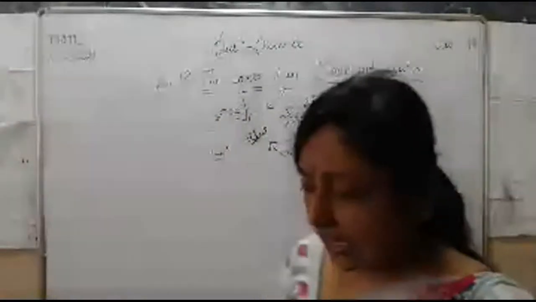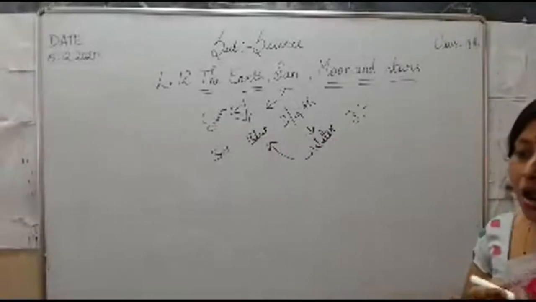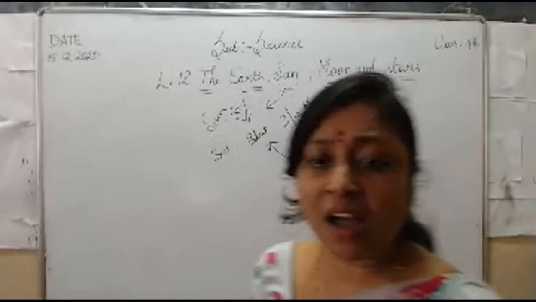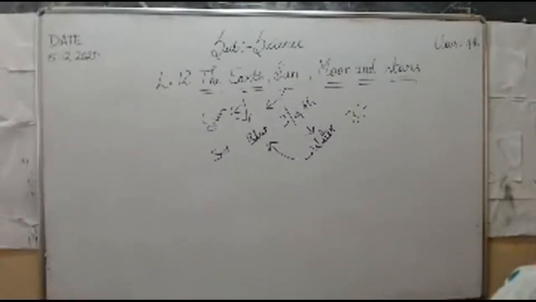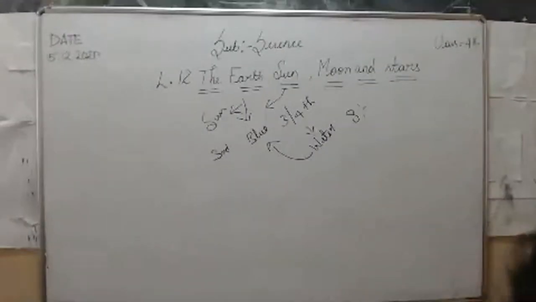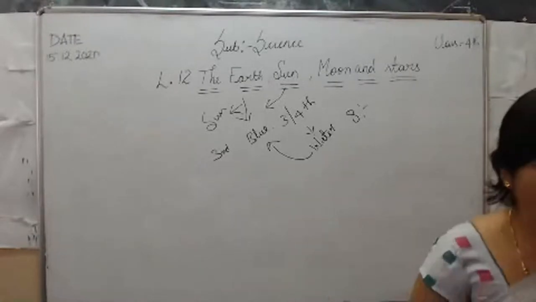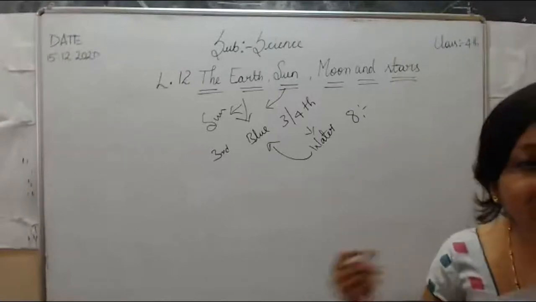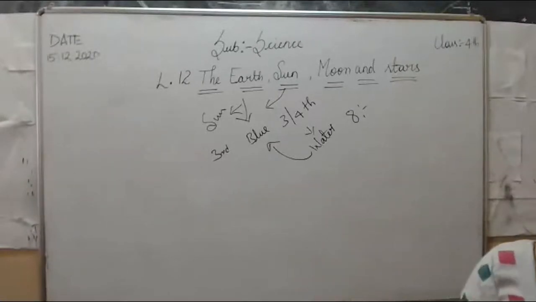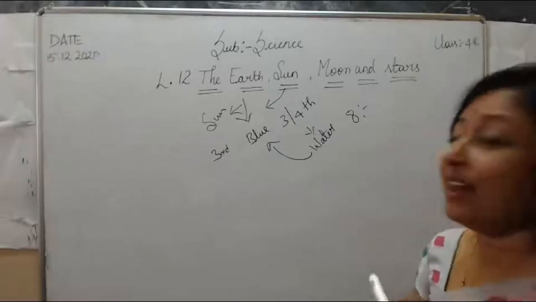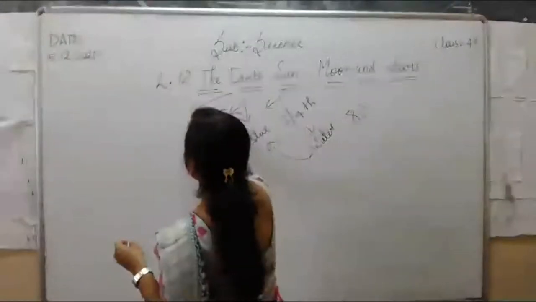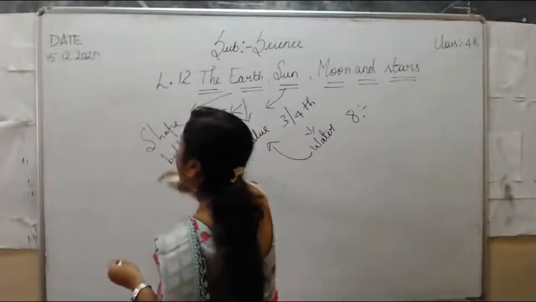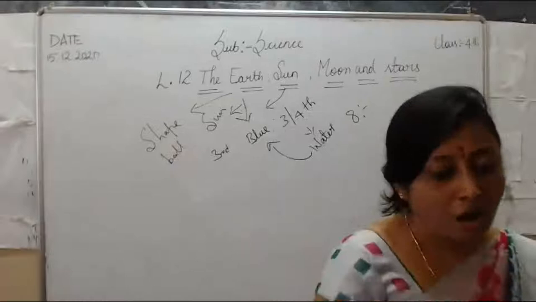It travels around the sun in a fixed orbit, and it also gets the light of the sun. The shape of the Earth is like a ball.